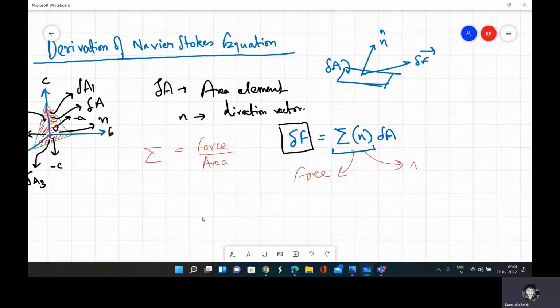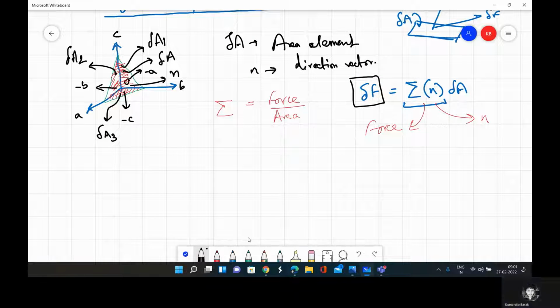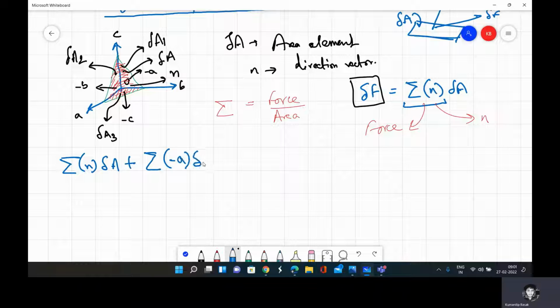So for this tetrahedral element, that is the Cauchy element, we now calculate the summation of all the surface forces acting. Let's just calculate that. So what will it be? For the outward surface, it will become sigma of n into delta A, plus sigma of minus A into delta A1, plus sigma of minus B into delta A2, plus sigma of minus C into delta A3. This is the summation of forces.